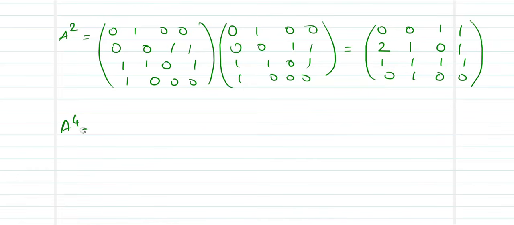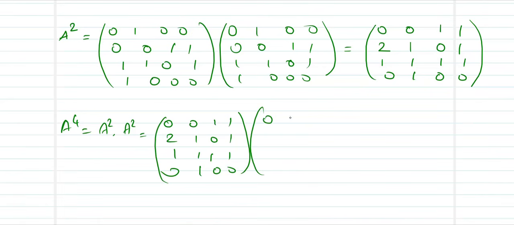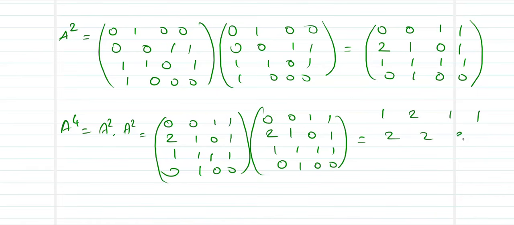What will be my A power 4? My A power 4 will be A square into A square, so 2 copies of A square. 0, 0, 1, 1, 2, 1, 0, 1, 1, 1, 1, 1, 0, 1, 0, 0. One more time, the same copy you take 0, 0, 1, 1, 2, 1, 0, 1, 1, 1, 1, 1, 0, 1, 0, 0. So when you multiply these two matrices, you will have 1, 2, 1, 1, 2, 2, 3, 3, 3, 3, 2, 3, 2, 1, 0, 1. So this is going to be my matrix entry for A4.